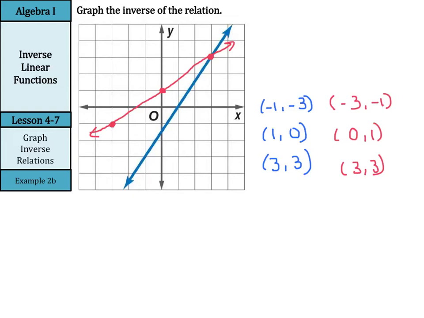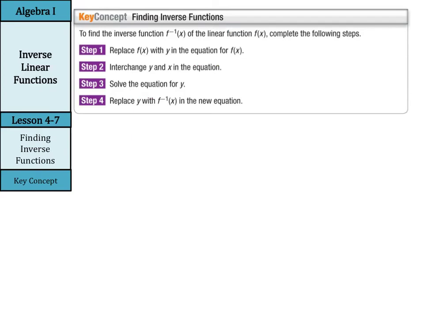Let's continue on. Our key concept here is finding inverse functions. And to find the inverse function, this might be new notation for you. f^-1(x), of the linear relation f(x), complete the following steps. Step 1, we're going to replace the f(x) with y. We're going to switch our y and the x in the equation. We'll solve for y. And at the end, we'll replace y with this new notation, f^-1(x), in the new equation.